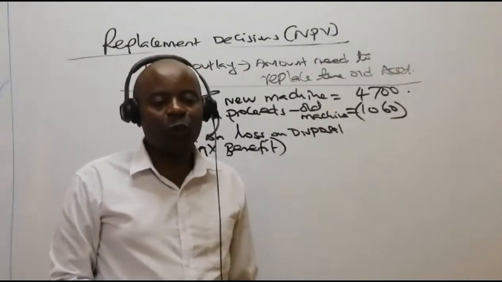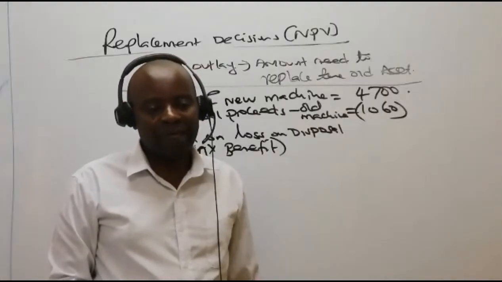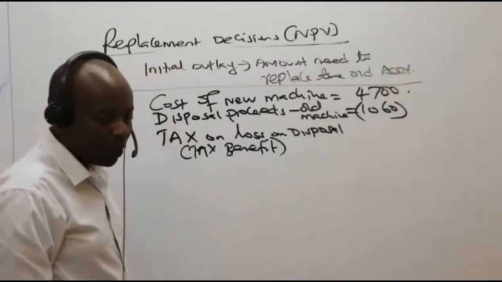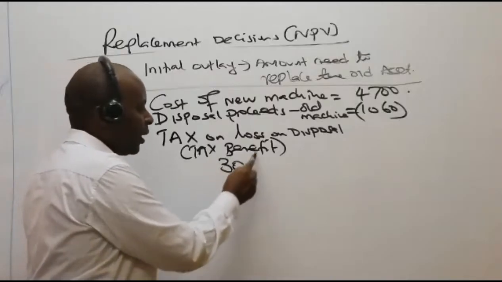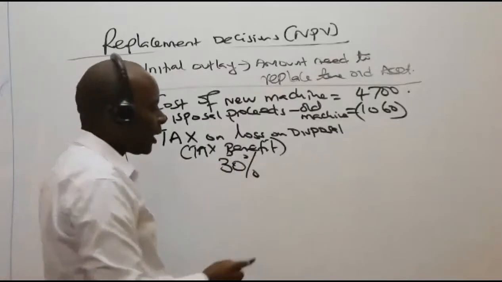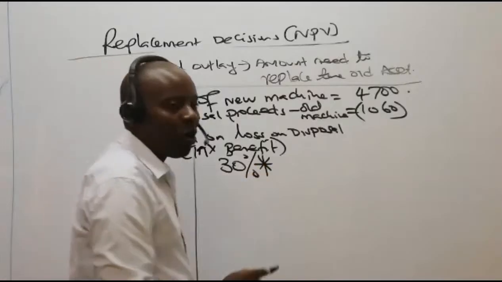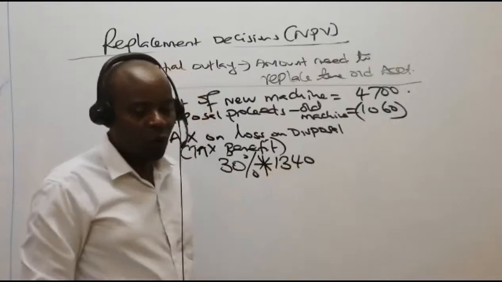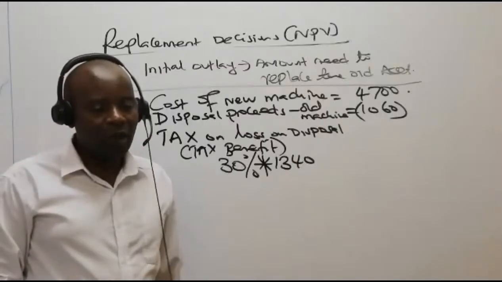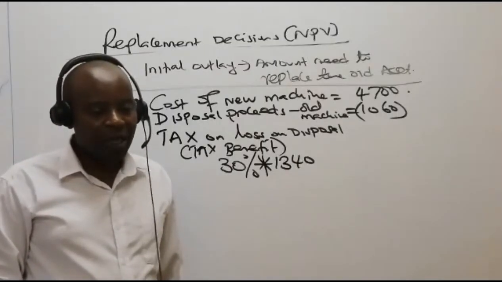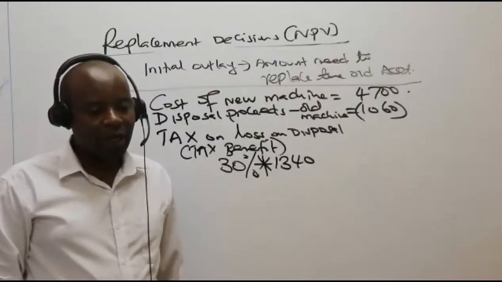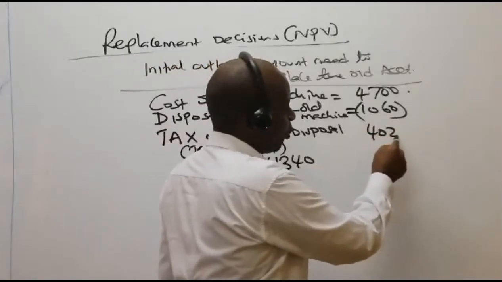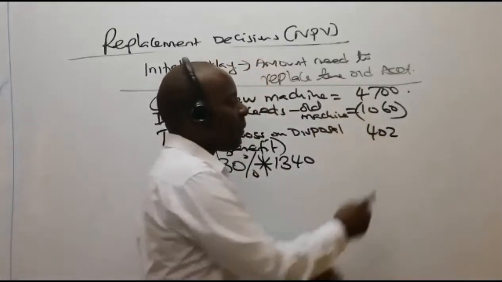So, ladies and gentlemen, we need to know the rate of taxation given by the examiner. Somebody is telling me it is 30%. So 30% of the loss on disposal. You gave me a figure of 1340 for the loss on disposal, which gives me 402.